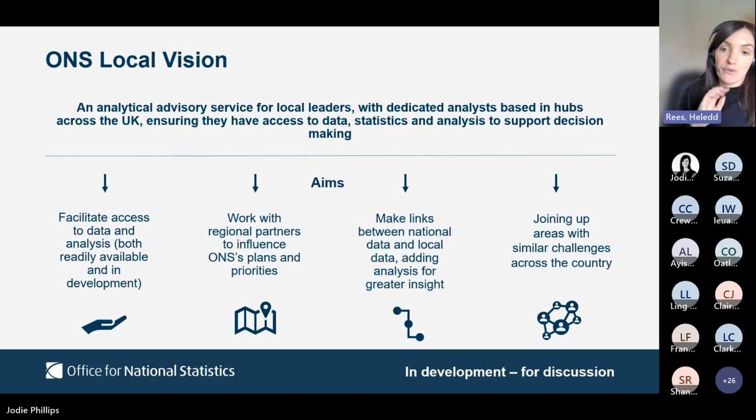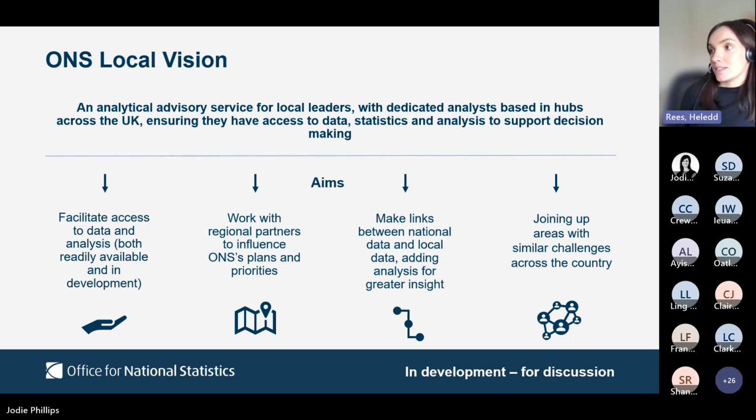So our role then is to provide support with finding and using the most appropriate data sources for your needs, and answering any questions you might have on that data. The second aim then is about influencing ONS plans and priorities. Based on the intel that we get from local stakeholders and from our DA stakeholders, we can input them and make sure that they're reflected in ONS's plans and priorities.